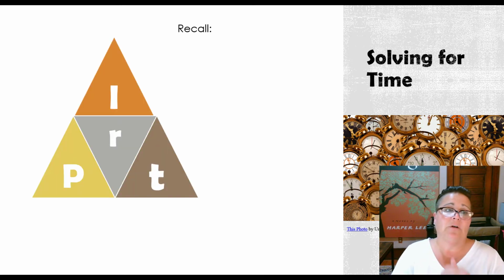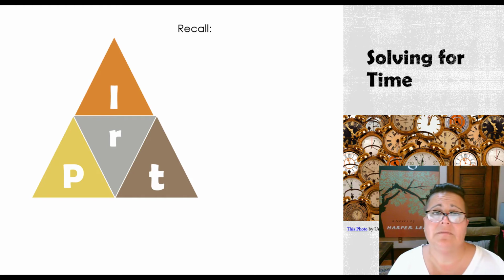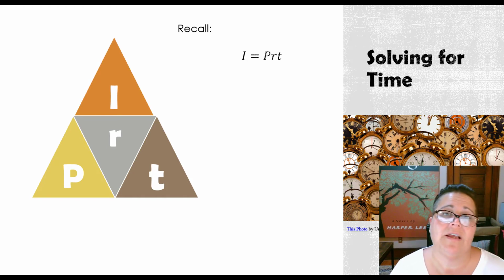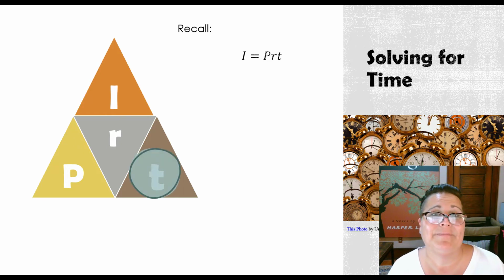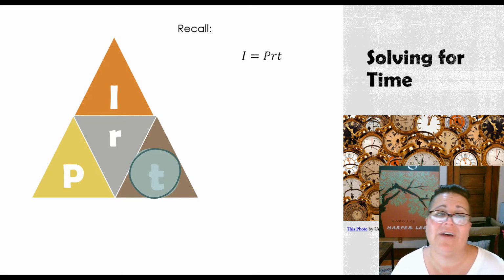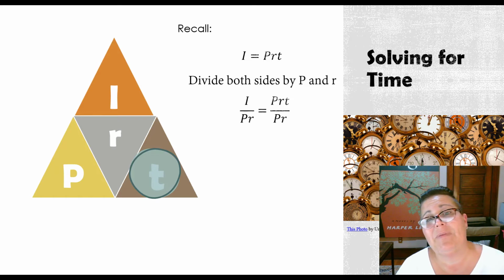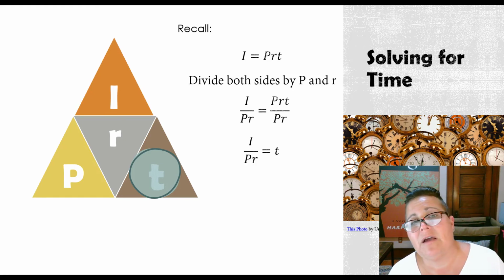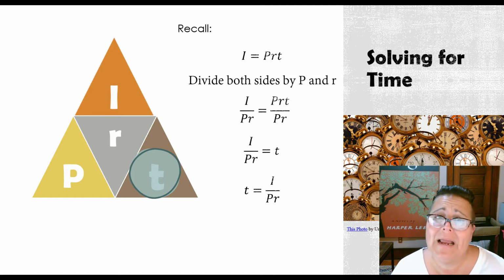All right, so again, magic triangle, I equals PRT, gives us our formula. We're going to start with I is equal to principal times rate times time. We're going to isolate the time. Green circle on the time. In order to isolate time, I need to divide both sides of this equation by P and R. So I over PR is equal to PRT over PR. On the right-hand side, the P and R cancel, giving us I over PR is T. Flipping that around, I get T is I over PR.